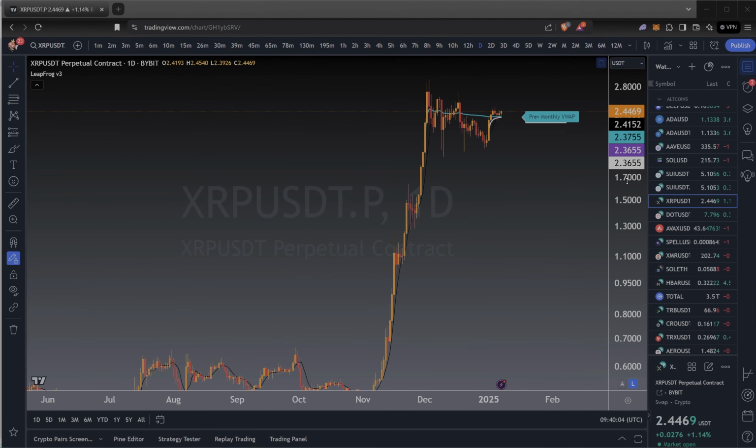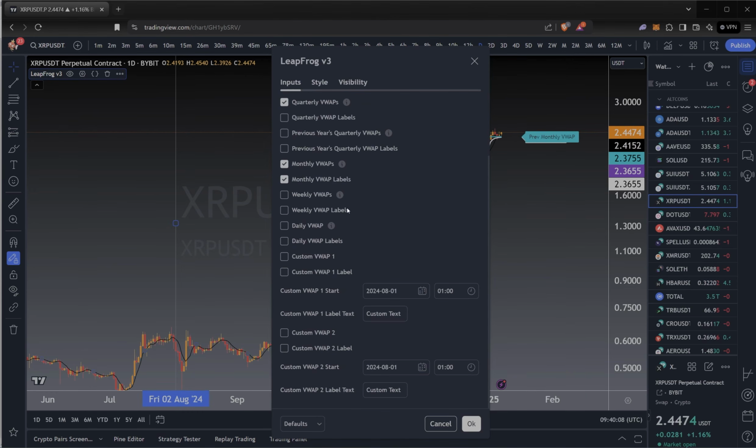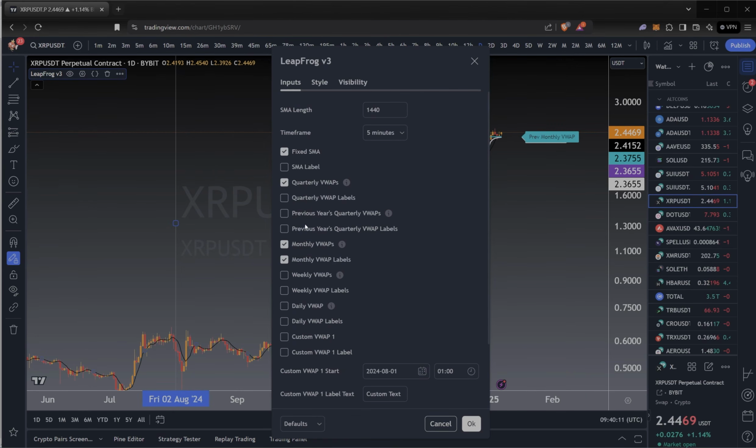What's up, everybody? It's Vwap and Groper, and this is the LeapFrog V3 indicator here. This indicator was created to do mass Vwap analysis across a broad spectrum of markets in rapid succession.